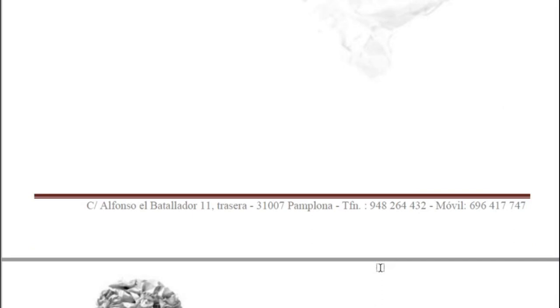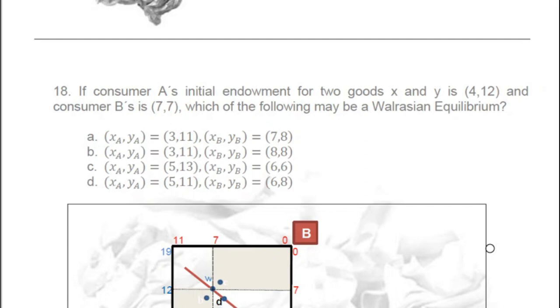Okay, number 18. If consumer A's initial endowment for two goods X and Y is 4, 12 and consumer B's is 7, 7, which of the following may be Walrasian equilibrium? Okay, this question I think it's quite important. Could it be A? Well, in A, consumer A has given 4 units of X, and he has received 4 units of Y.